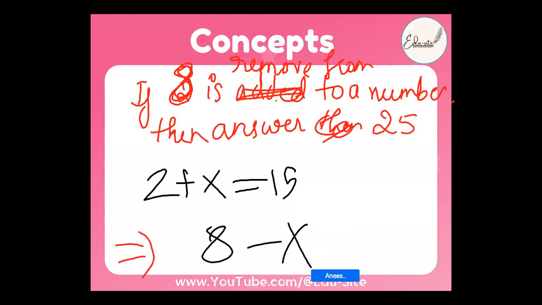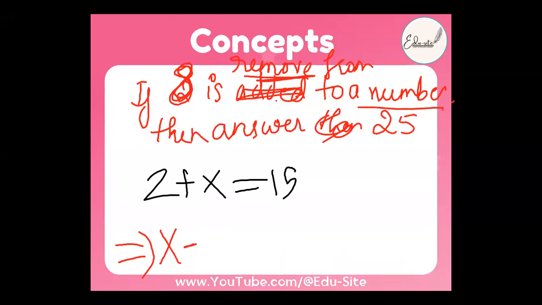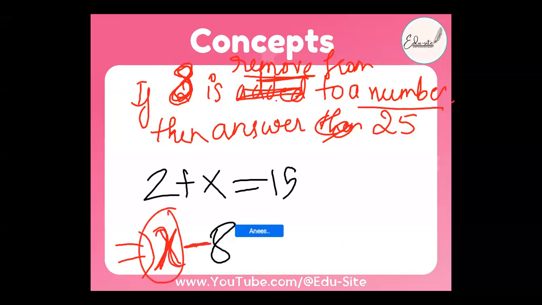No, it's removed from a number. Whenever it is from a number, you have to write x at first, right? Removed from a number. You are going to write x before. You're removing something from x. So x will be at first, and they are going to remove something from x. Yes, very good. x minus 8 is equal to 25. Excellent. You write it in this way.